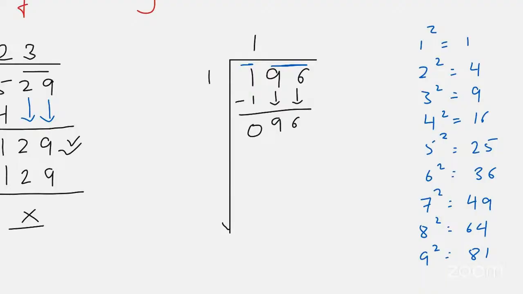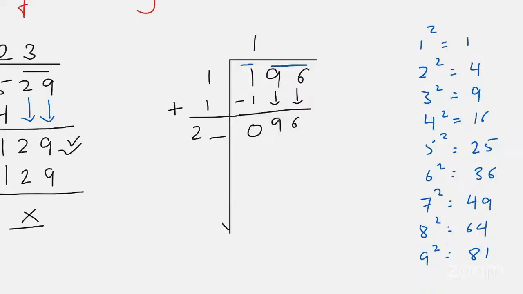So then 96 I have. I told you that I will do 1. This 1 I add to the side. So 1 plus 1, 2. And then I will put a dash at the side. So what number should I put after this 2, which when I multiply it with itself will give me 96? What number should I put?